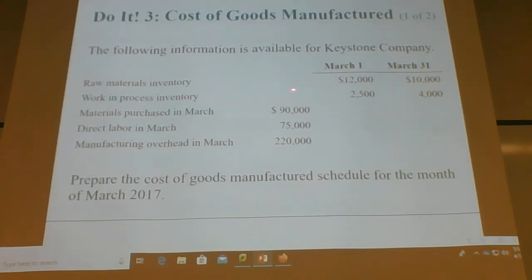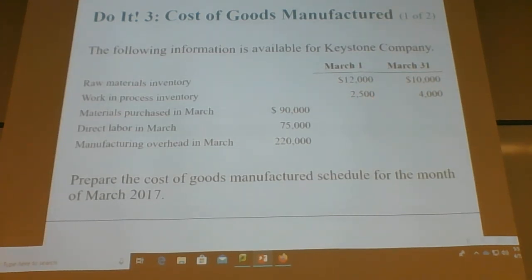Raw materials inventory started off $12,000, went down to $10,000. So we're going to kind of mentally add $2,000, and now we're at $387,000. But work in process inventory went up 1,500. Well, we already talked about the fact that work in process inventory is inventory that's not complete. So of these materials that were purchased, we have a $1,500 adjustment the other way.